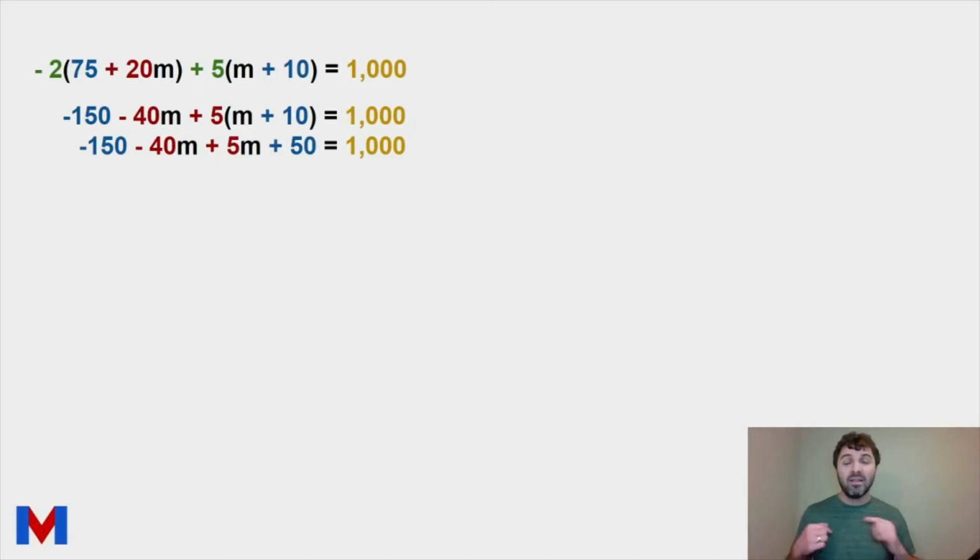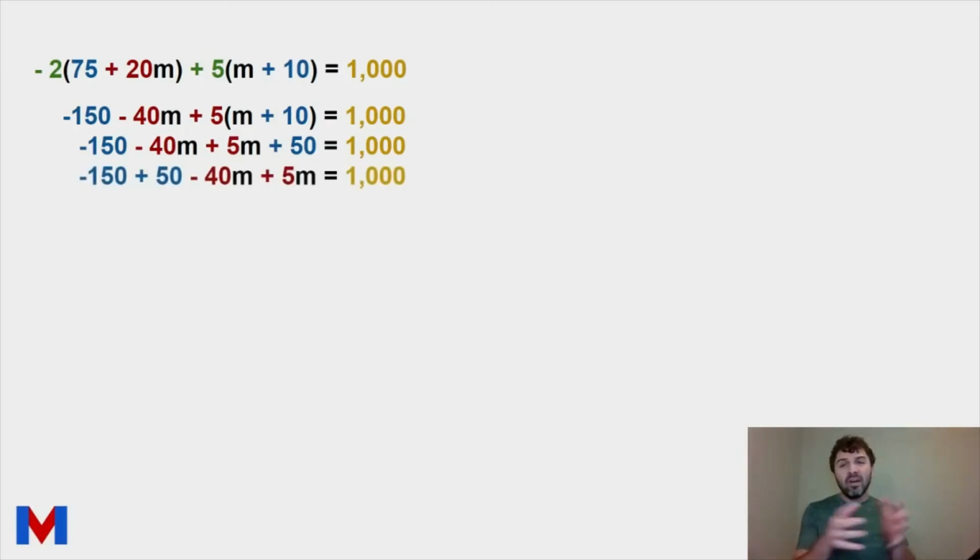That's distribution. Now we got a lot of craziness going on. Let's combine some of my terms again. Got a video for that. I'm going to rearrange this to get all my non-variables together and all my variables together. So I got negative 150 plus 50 minus 40m plus 5m equals 1000. And now I'm going to combine those like terms. Negative 150 plus 50 is negative 100. And negative 40m plus 5m is negative 35m. Again, if you're confused by what I did there, go check out the combining like terms video, or maybe the adding integers video.